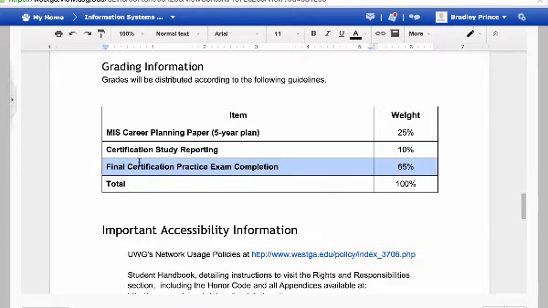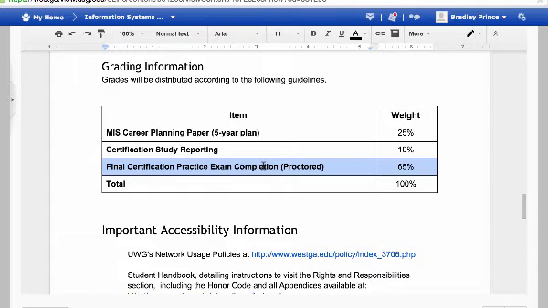And then your final certification practice exam, this is the proctored practice exam, is going to be 65%. Now what I do here is that if you pass the exam, then that's considered a 100. On most of these exams, like say the Net Plus and the Security Plus, the passing percentage is around a 70 or 71. So from 70 to 71% up, I consider 100.